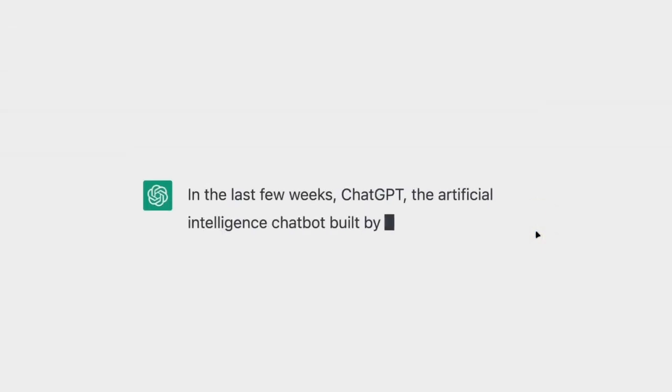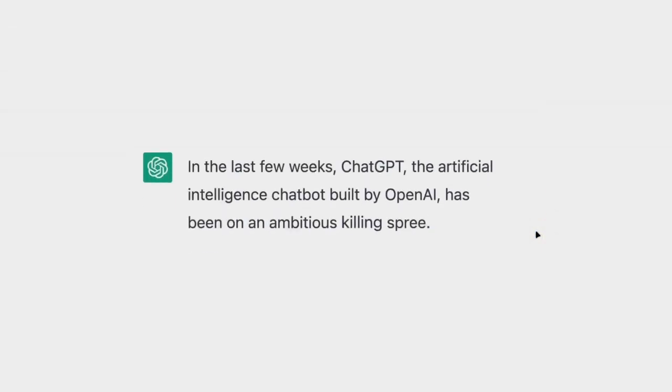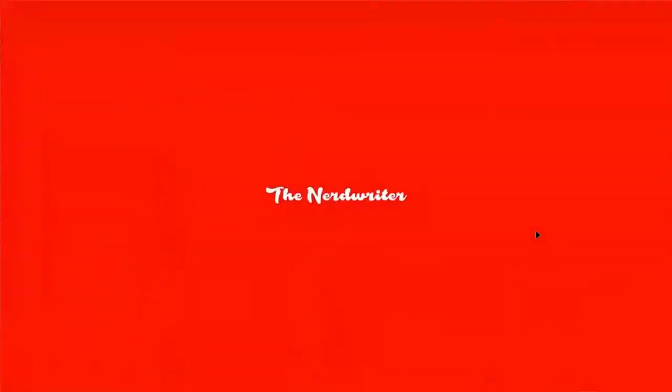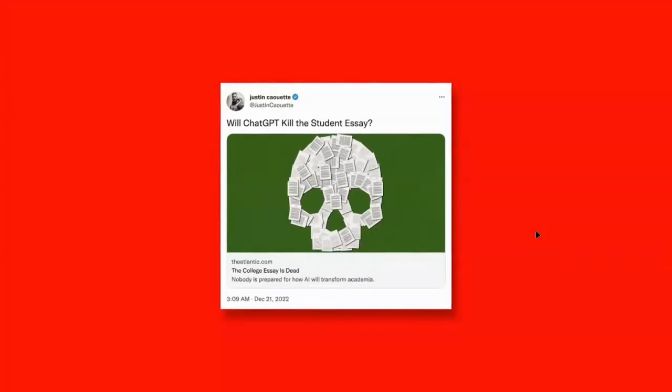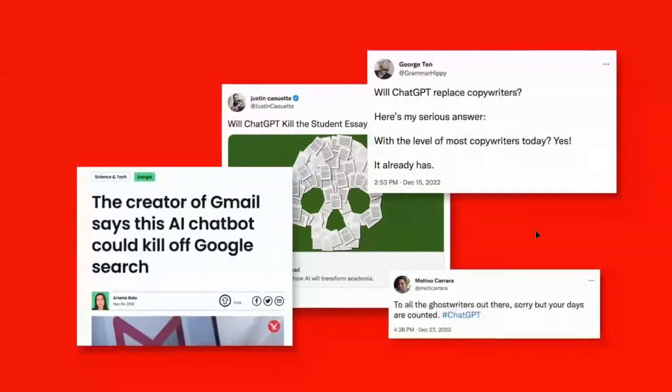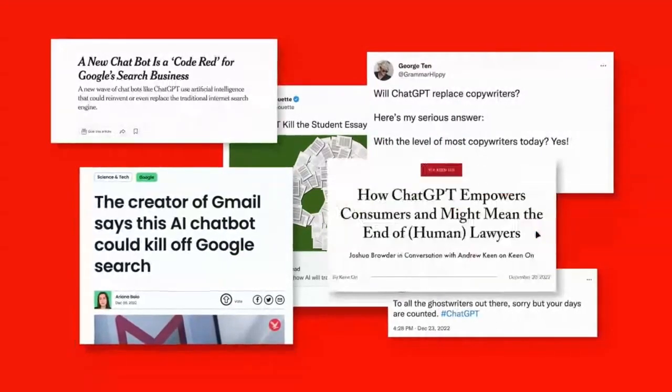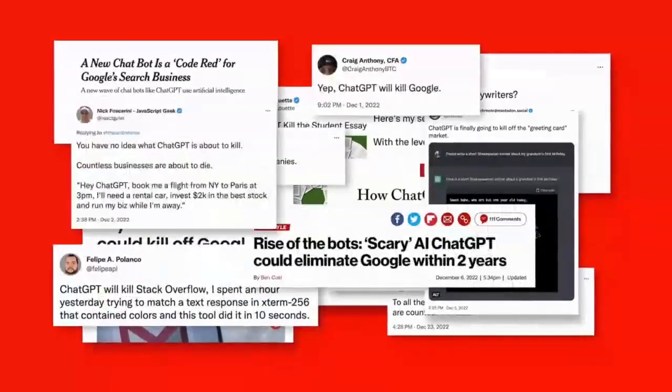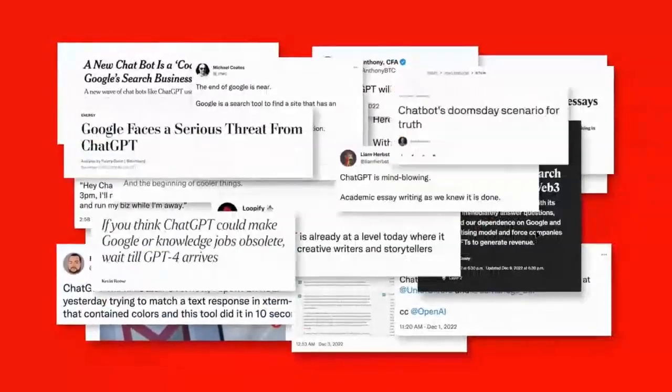In the last few weeks, ChatGPT, the artificial intelligence chatbot built by OpenAI, has been on an ambitious killing spree. Timelines overflow with eulogies to its victims: search engines, copywriters, coders, high school essays, and many more. Now, reports of these impending deaths may be exaggerated.